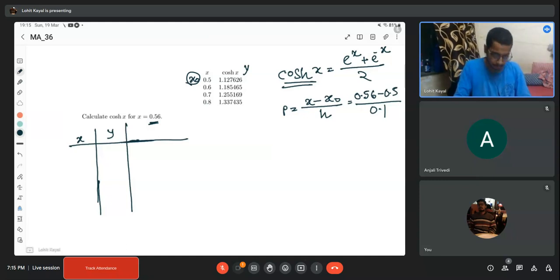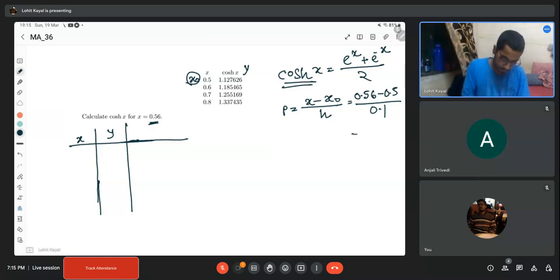Okay. So my term is (0.56 minus 0.5) by 0.1. So the value is 0.6. This is the value of p. Okay. So let's store that for a while.